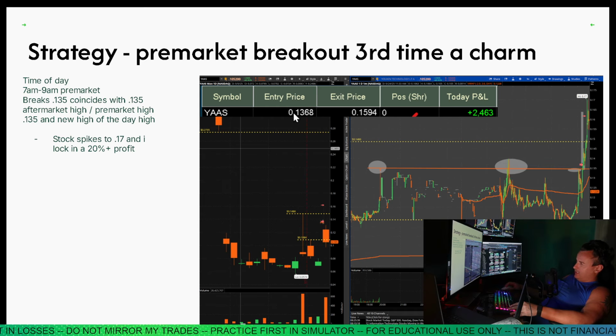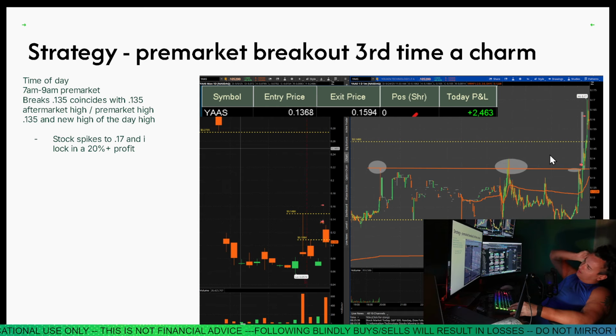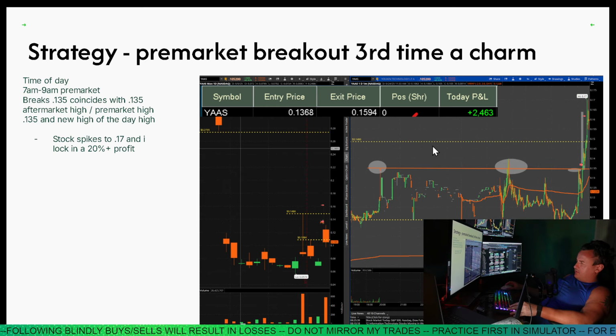You go long. I did around 1.37, and then I locked it up at around 1.60. Probably this was an over 20% profit. If I had to calculate what the profit was on here, it was more than a 20% profit. It was 24 cents, or like 15 cents profit, something like that. 26 cents, around 20 cents.